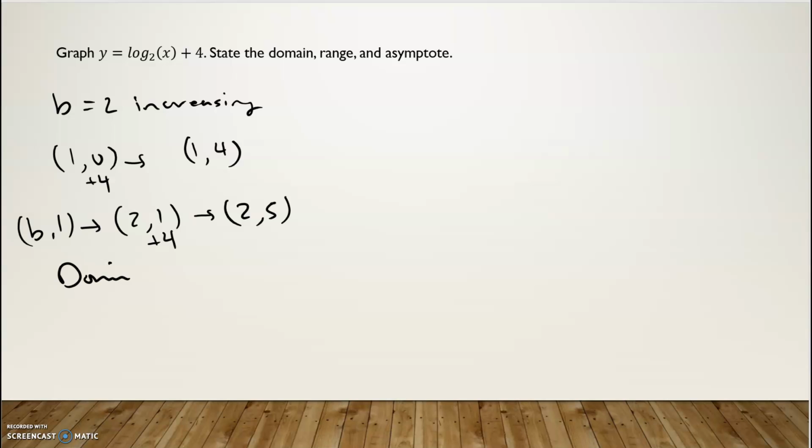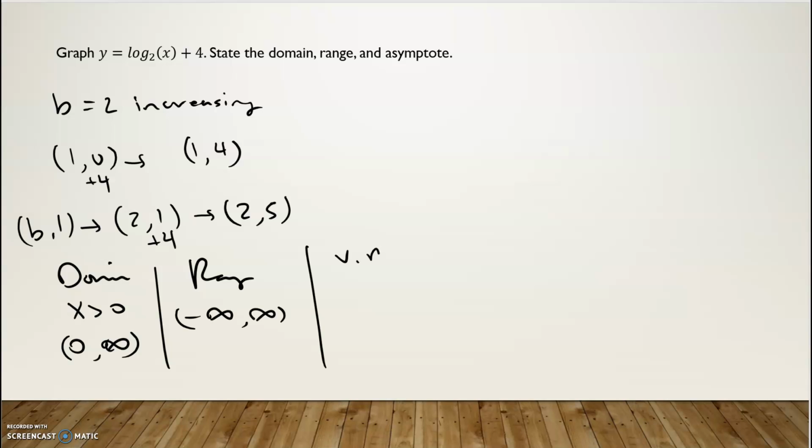Our domain is going to be x is greater than 0, so that will be from 0 to infinity. And our range is going to be all real numbers, so from negative infinity to positive infinity. And our vertical asymptote will be x is equal to 0 because there's nothing shifting to the left or to the right.